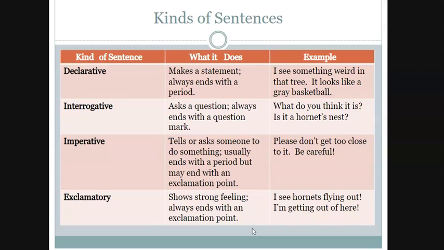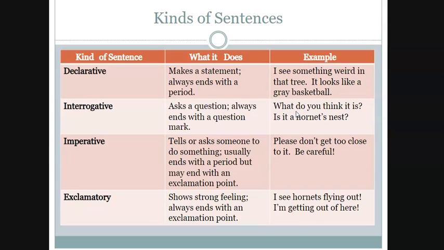on. What about kinds of sentences? Kinds of sentences will be declarative, interrogative, imperative, and exclamatory. What does it do? For example, you can see the table. In the table, you can see the kinds of sentences. What does it do in this example?